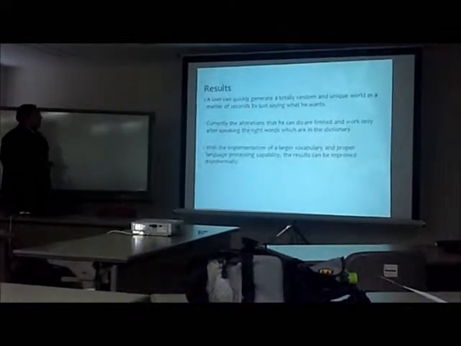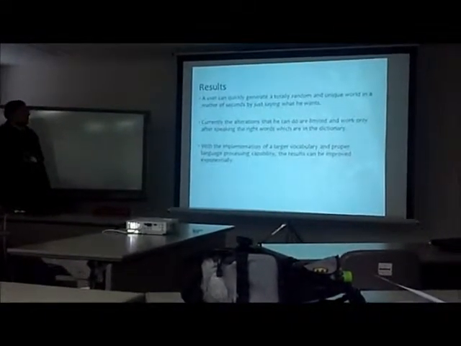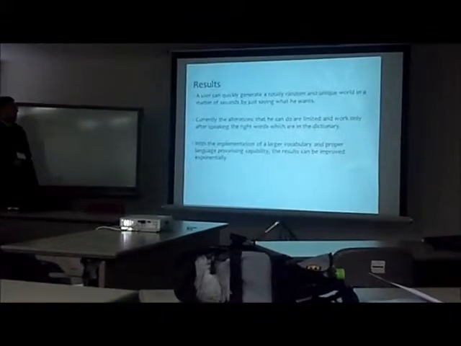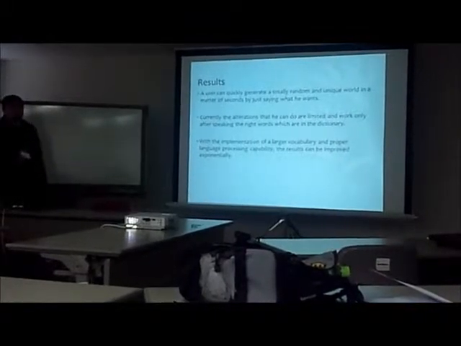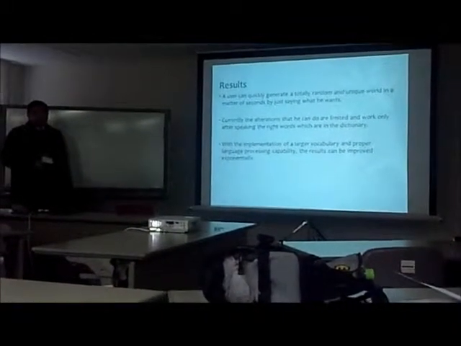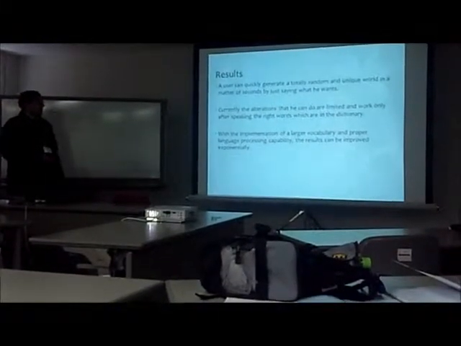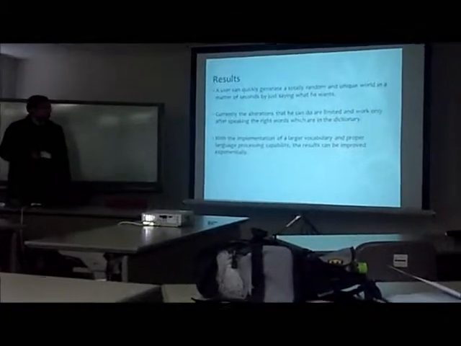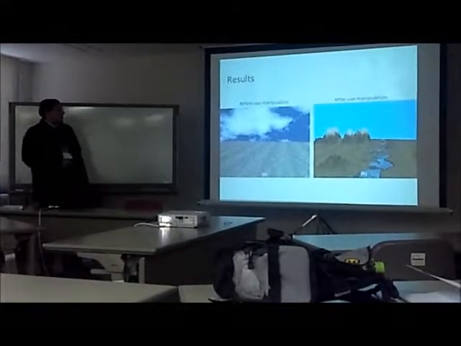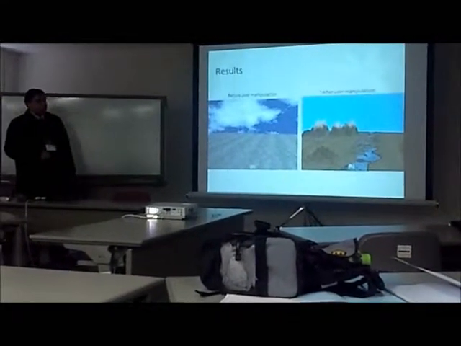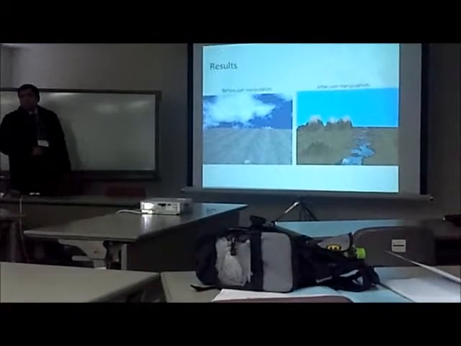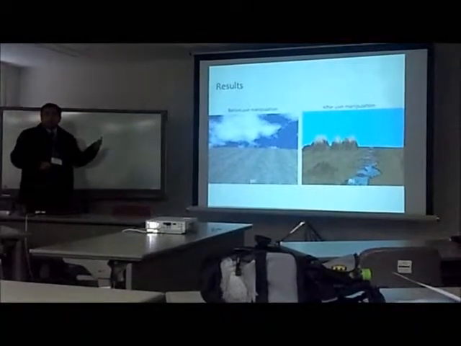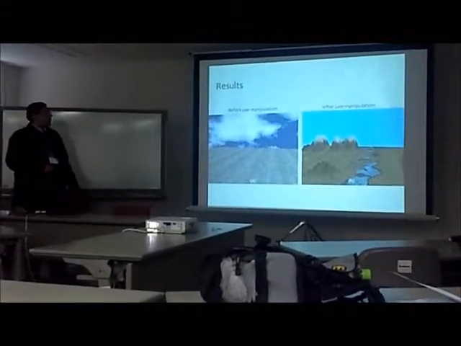So the results are, a user can quickly generate a totally random and unique world in a matter of seconds by just saying what he wants. Currently, the alterations that he can do are limited, and unless you speak the right words, you do not generate the right terrain. With implementation of larger vocabulary with proper language processing ability, the results can be improved exponentially. So the results before user manipulation are something like this, and after the user manipulates it, you get something like this. So this is basically more of a proof of concept. I intend to increase it with time, with more objects, more textures, so it will improve.